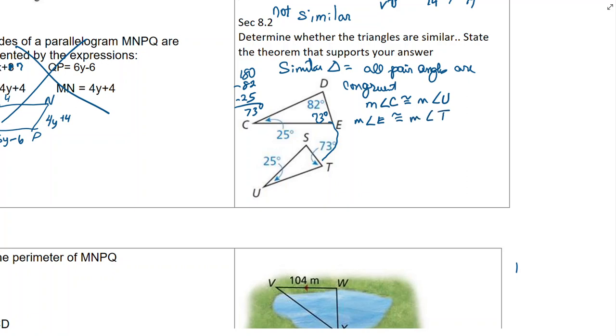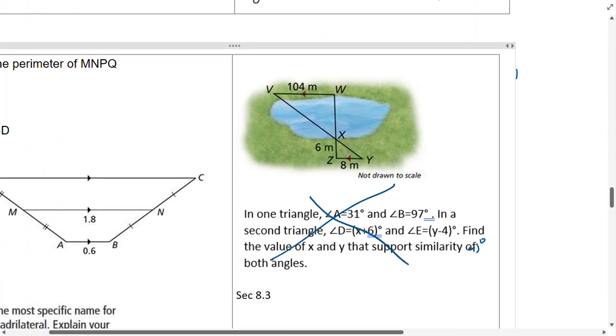And by the theorem that two angles congruent, then triangle CDE is similar to triangle STU. And again, the symbol for similar is that. All right, right along.